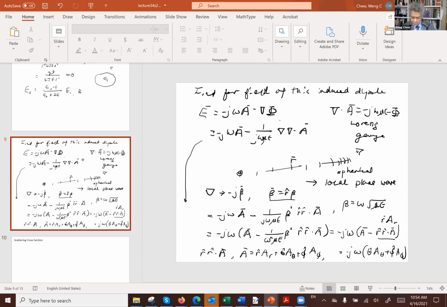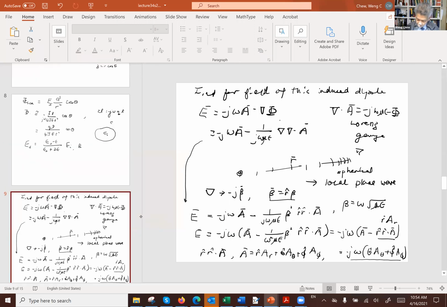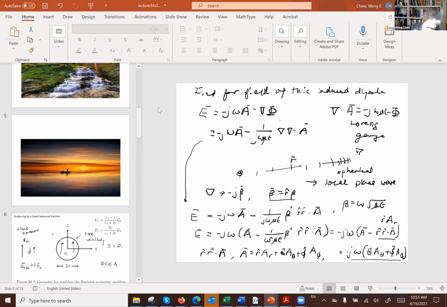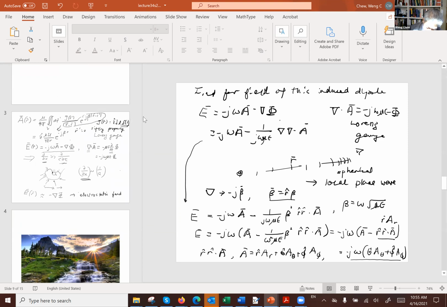So in the far field, E, which is this expression over here, which is also this expression over here, becomes just that. In other words, the electric field due to a Hertzian dipole, which you have derived before, is polarized in the theta hat and the phi hat direction. And then in the case of the Hertzian dipole, you notice that A is given by this thing over here.